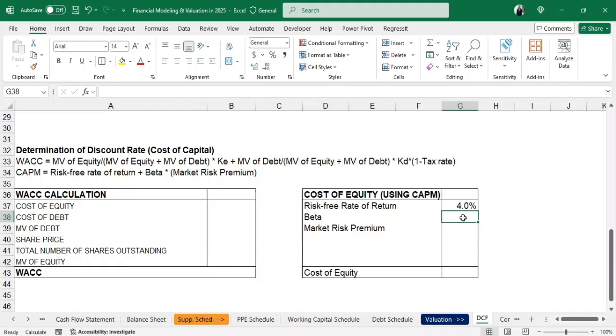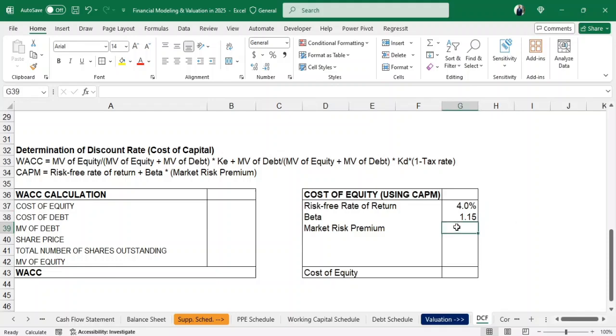So you can just Google beta of Amazon and then you go to finance.yahoo.com to get that. When I researched, I got 1.15. So this is the beta of Amazon, 1.15, which means that where the prices on the market are changing by 10%, that of Amazon is going to change by 11.5%. All right, that is not bad at all. It means that it doesn't respond aggressively to changes in the market.